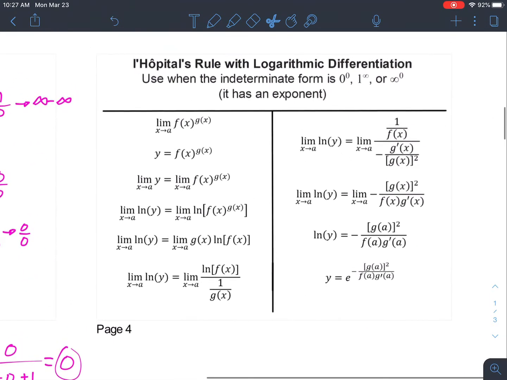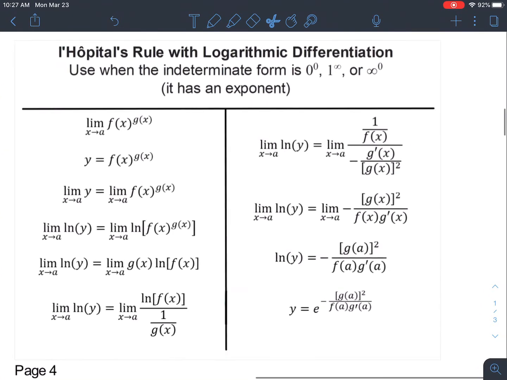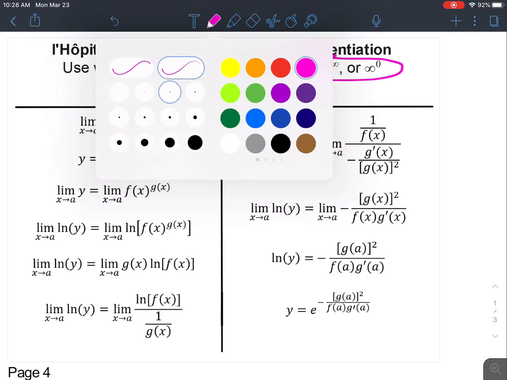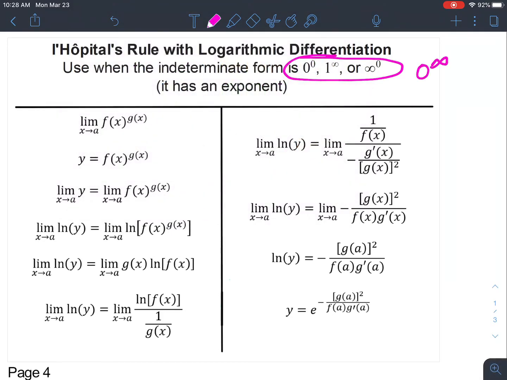So now we're going to get into L'Hopital's rule with logarithmic differentiation. So specifically, you're going to be using this whenever your limit gives you 0 to the 0 power, 1 to the infinity power, or infinity to the 0 power. I suppose I should have included 0 to the infinity power as well. But really, the main focus is that if you can get an exponent in your original value, that's a hint then that you need to do some simplifying with logarithms.